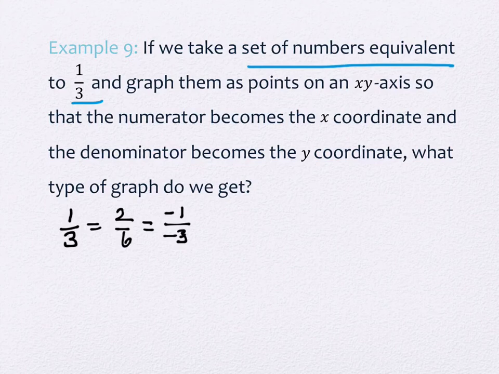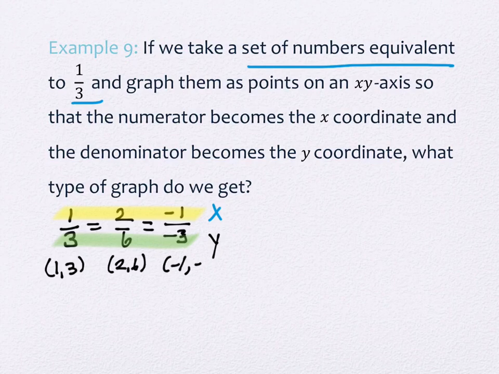And then what we do is we let the tops be all the x coordinates. That's what it's saying here. These are my x's. And the bottom are all the y's. So I have an ordered pair 1, 3. I have an ordered pair 2, 6. And I have an ordered pair -1, -3. So far, so good?